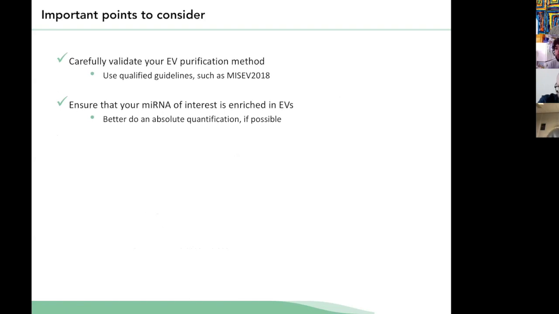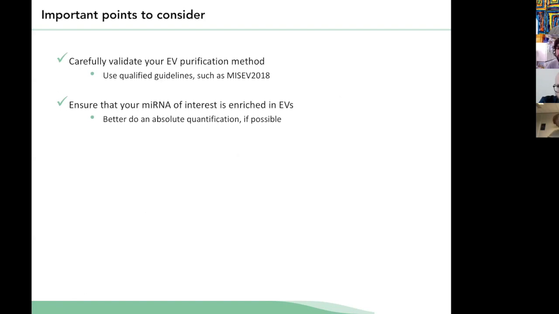And so I want to share with you what we learned. First of all, and this is kind of obvious now in the community, but I wanted to put it anyway, is that you really have to be careful validating your EV purification methods. So we invested a lot of time on optimizing it to be sure that our EVs were really pure and not contaminated with microRNA outside the EVs. So you have to be sure that your microRNA of interest is actually enriched in EVs.